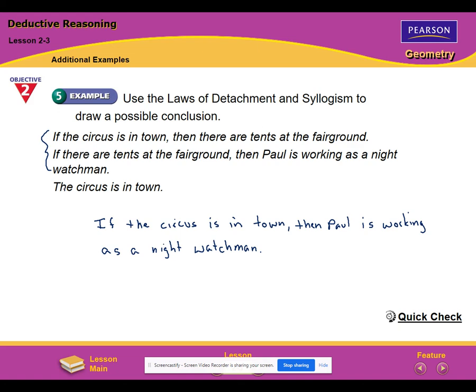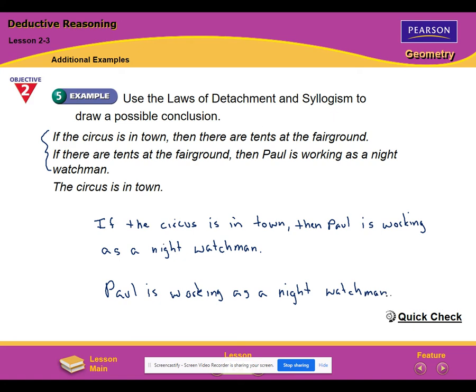Okay, but wait a minute. Then they gave us this last statement. The circus is in town. Well, look, the circus is in town is here. This is this hypothesis. If the circus is in town, then Paul is working as a night watchman. So our ultimate conclusion here is Paul is working as a night watchman. Sorry about my handwriting. It does get a little bit bad when I get to the low part of the screen.